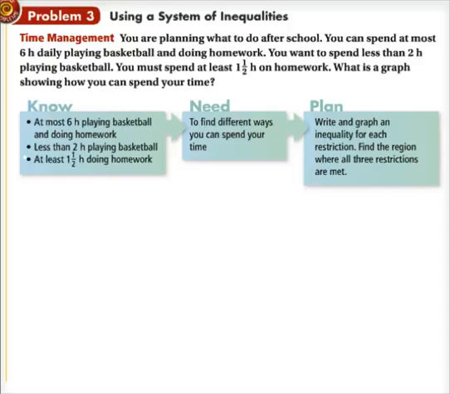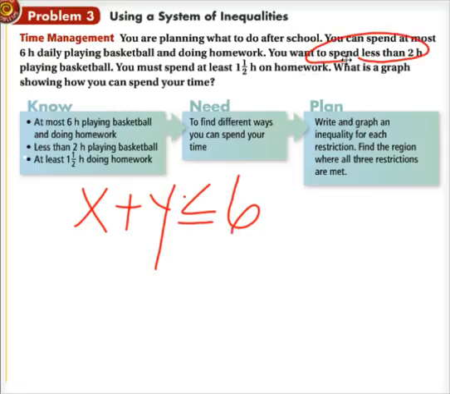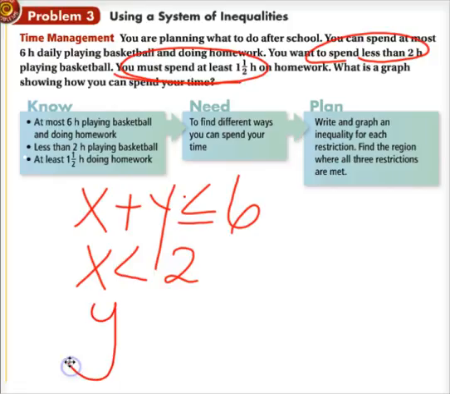I'm going to write an inequality for that. Basketball plus homework, at most, has to be less than or equal to 6 hours. We cannot go over that. All right, you want to spend less than 2 hours playing basketball. So basketball, you want to spend less than 2 hours. And you must spend at least 1.5 hours doing homework. y has to be greater than or equal to 1.5. All right, those are our 3 inequalities.